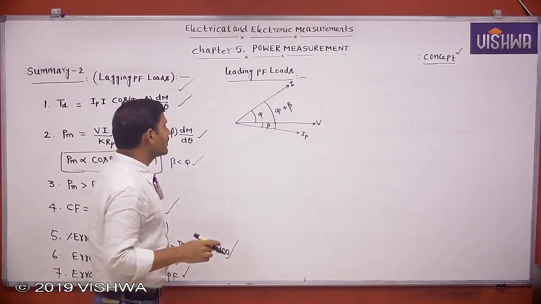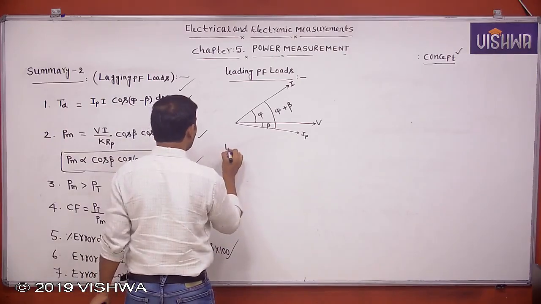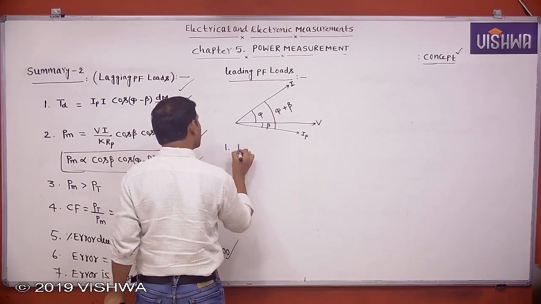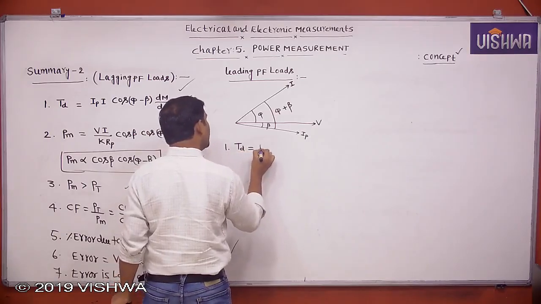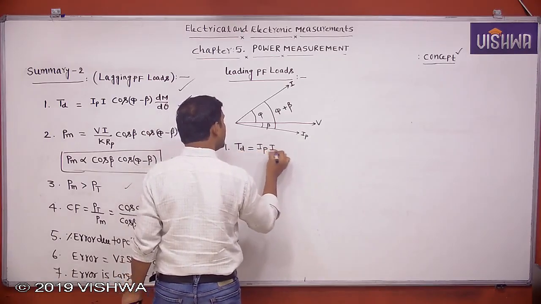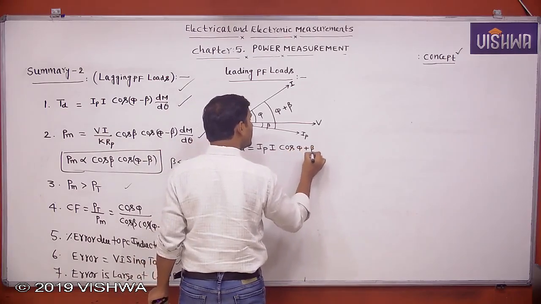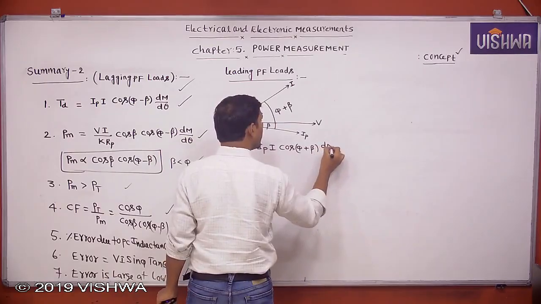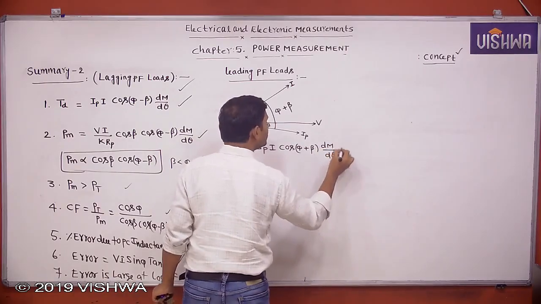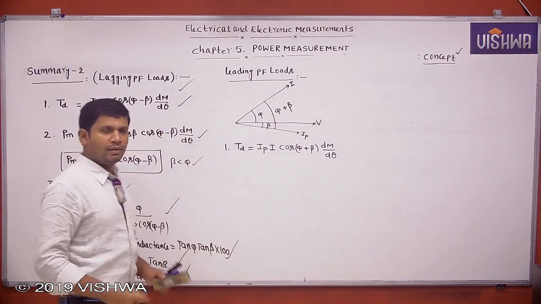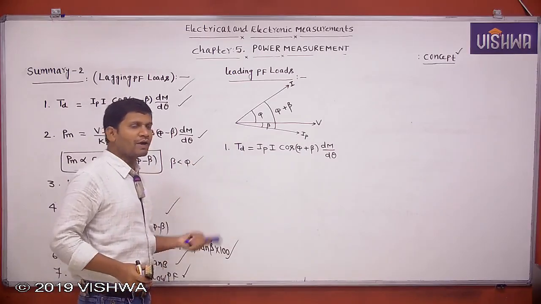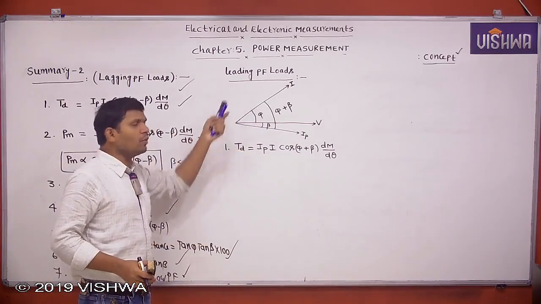Now you tell directly. Then what is the deflecting torque equation? The deflecting torque equation TD equal to IP into I into, instead of cos of pi minus beta, you take cos of pi plus beta. Easy to write. That is dM by d theta. The reason is this one. For leading power factor loads, current leads the voltage.